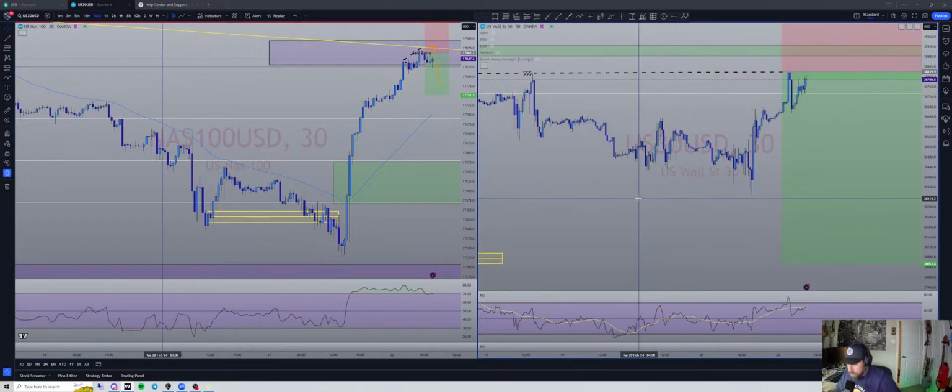Man, it's like watching paint dry today, guys. I was thinking that we would have a pretty good wick, pretty good sell-off.